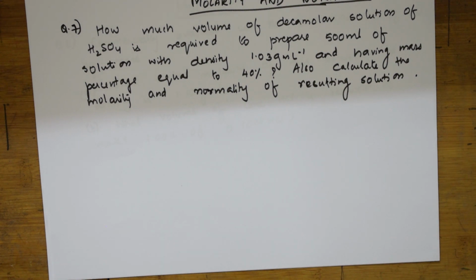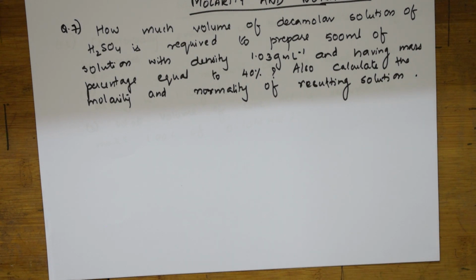Fine. So here I need to find both molarity and normality. So first of all, you should know the formulas of these two. Then only you will be able to do the sum. Fine. So first of all, molarity, normality, both the formulas I will write.